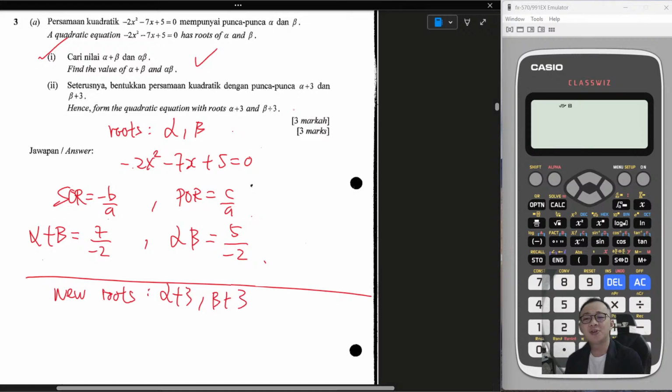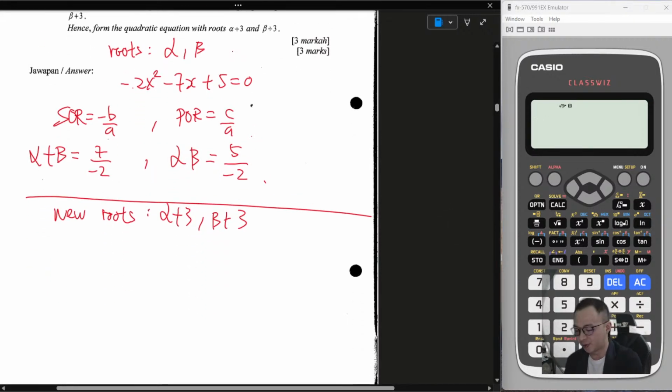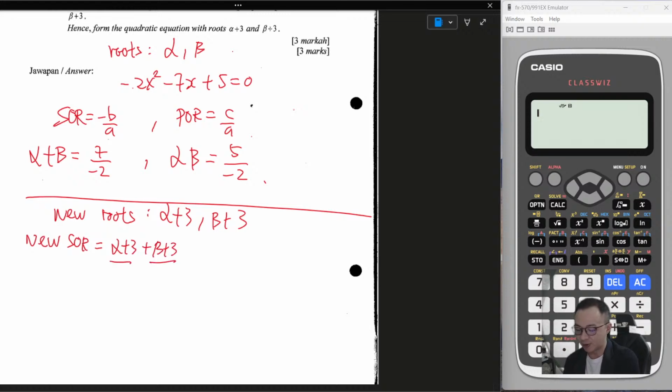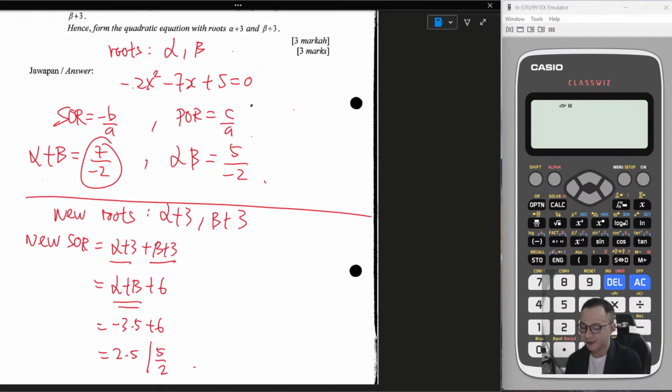But still, you need to do sum of root and product of root. So same, this is a new sum of root, which is alpha plus 3 plus beta plus 3. Both of them added together, isn't it? So I get alpha plus beta plus 6. Alpha plus beta I already have is negative 3.5, right? Negative 3.5 plus 6, so it should be 2.5, or you say 5 over 2.